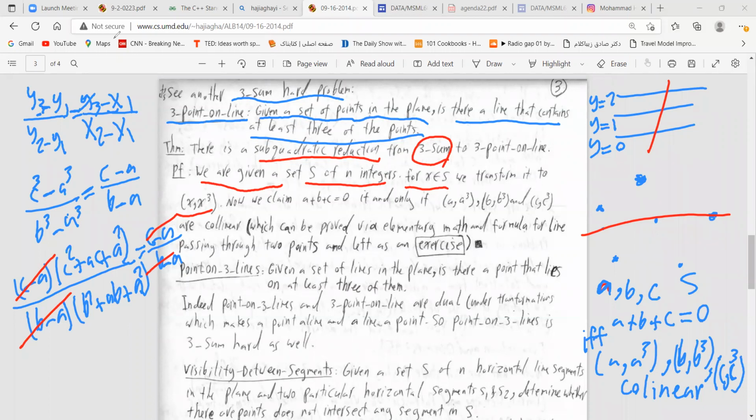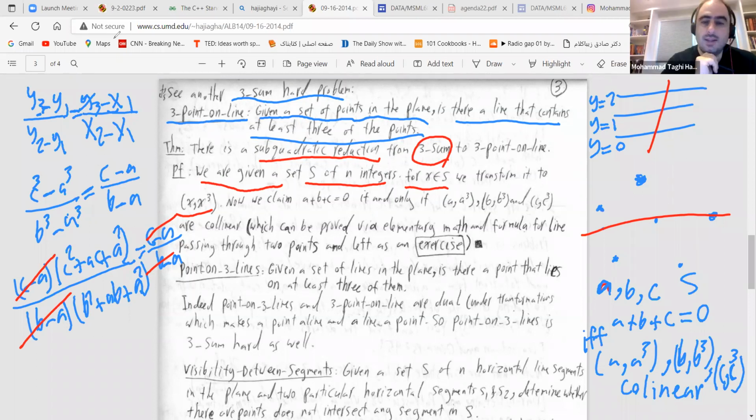Yes. So, yeah, go ahead. I have a question. Yes. So is it possible to cancel them out? Can a equal c, for instance, in the three-sum problem? Did we assume that the numbers are distinct?